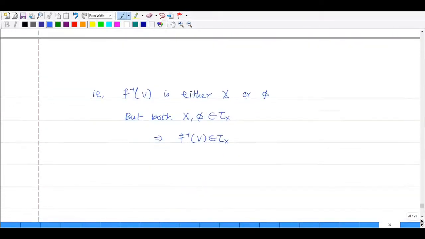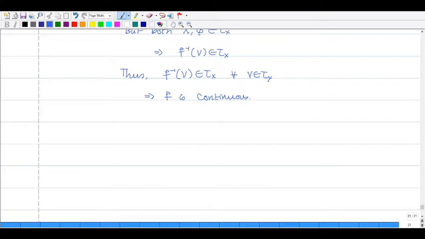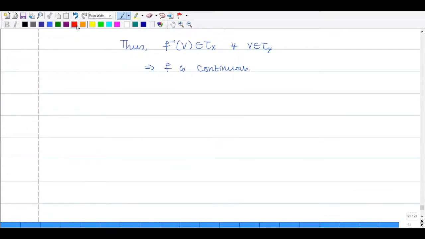Okay, so therefore we have shown that f inverse of V belongs to tau X for every V belonging to tau Y. So this implies that f is continuous. We have shown that every constant function is continuous. Okay, so the next example is this.